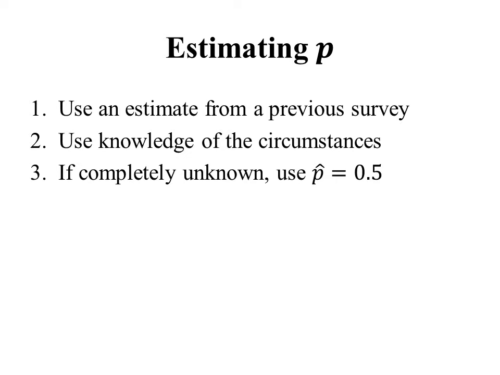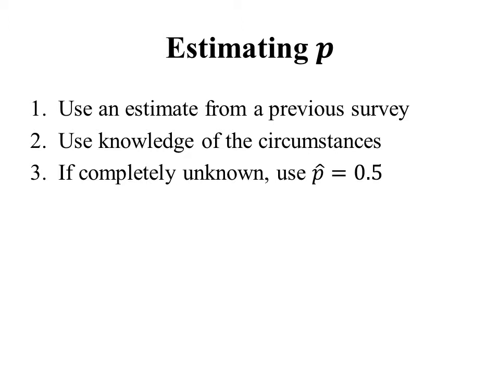Now, to use this formula, we need an estimate of p, the population proportion. And there are at least three ways that we could come up with an estimate. Number one is to use an estimate from a previous survey. And that's exactly what we have here. We've already done a survey. We just want to improve on it. And so we're going to use our estimate of p from that first survey.